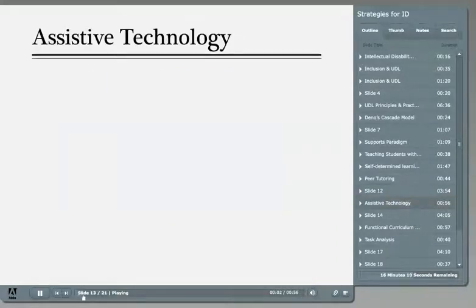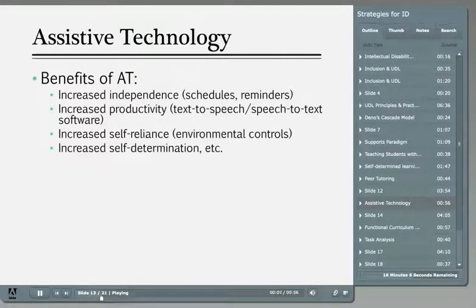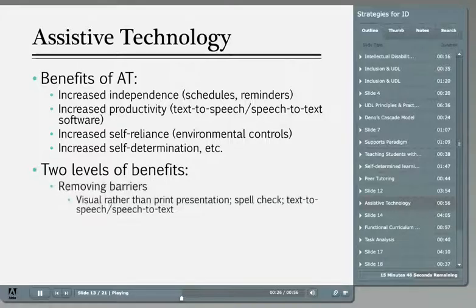Assistive technology is another useful strategy to use when working with students with ID in the general education and special education setting. Assistive technology has many benefits, a few of which are independence, productivity, self-reliance, and self-determination. AT works well for students with ID because it removes barriers and assists in adapting curriculum.